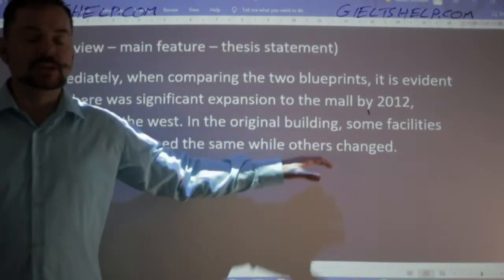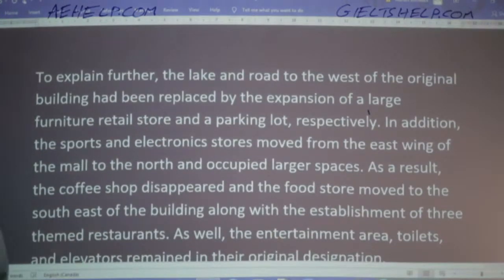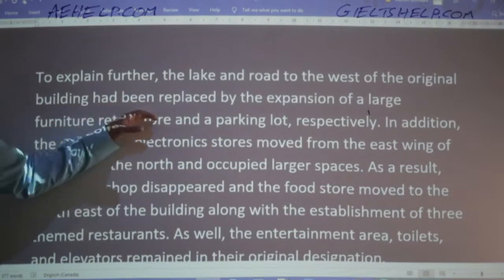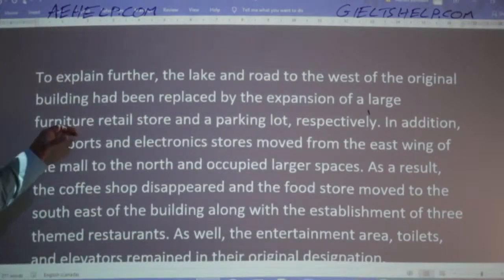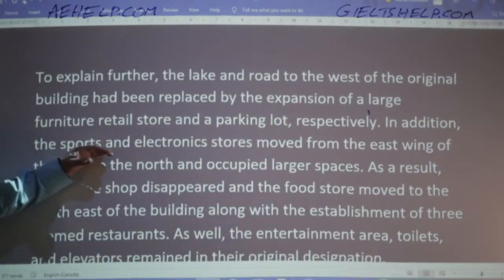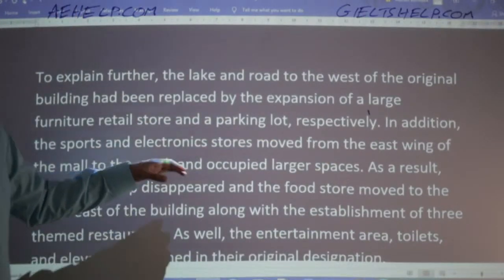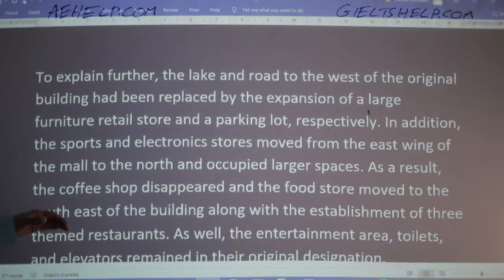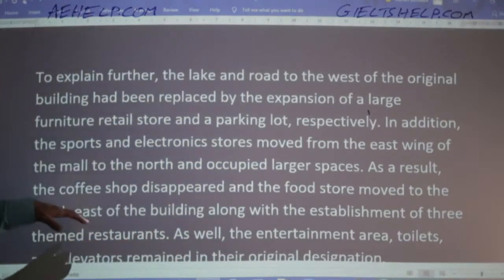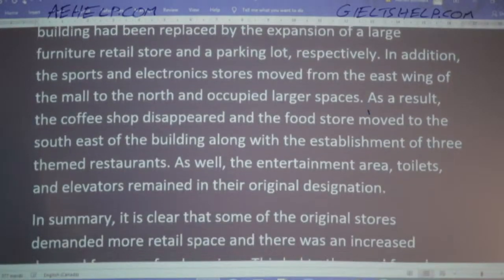In the original building, some facilities and venues remained the same while others changed. To explain further, the lake and road to the west of the original building had been replaced by the expansion of a large furniture retail store and a parking lot, respectively. In addition, the sports and electronics stores moved from the east wing of the mall to the north and occupied larger spaces. As a result, the coffee shop disappeared and the food store moved to the southeast of the building, along with the establishment of 3 themed restaurants.